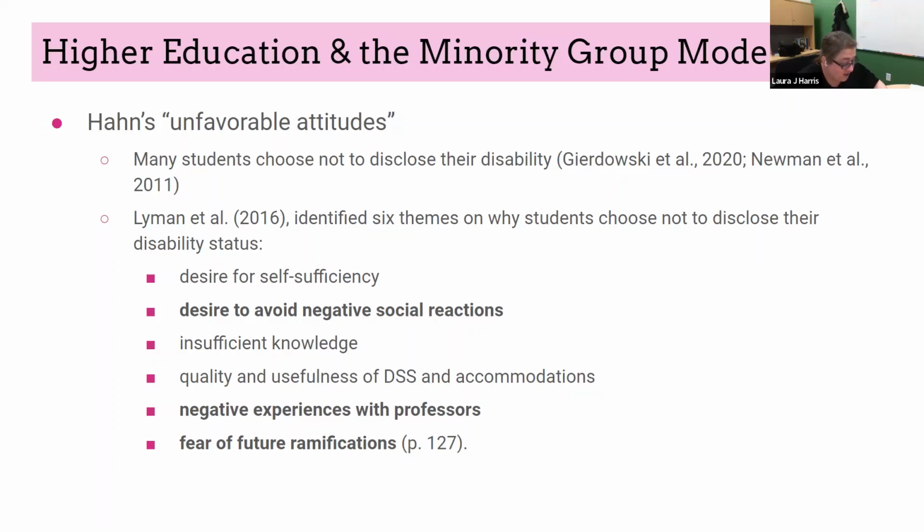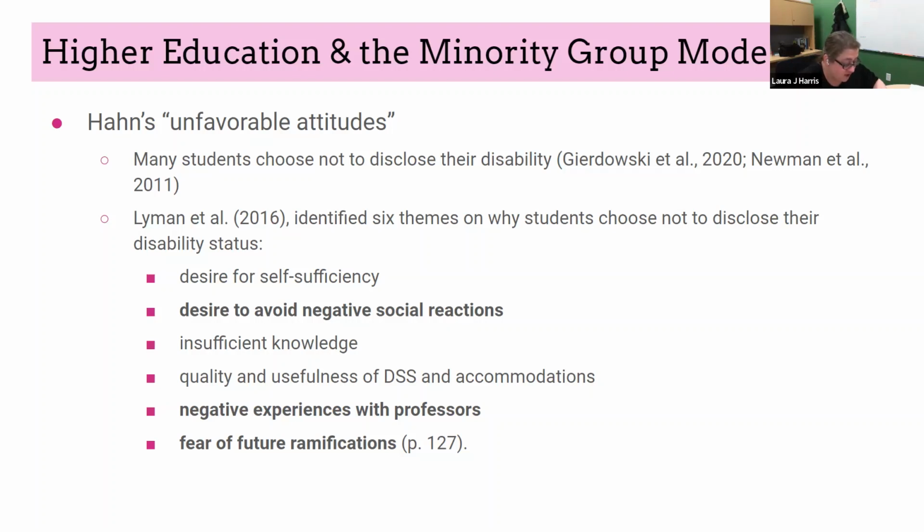Lyman et al. identified 6 different themes on why students choose not to disclose their disability status. One is a desire for self-sufficiency. And actually, in the Newman article, they found that several students didn't disclose because they believed they did not have a disability by the time they finished high school. So this may mean that maybe they have a disability, like a learning disability, and they feel they've developed all the strategies they need. So I don't know how much it's actually that they believe they've been cured.